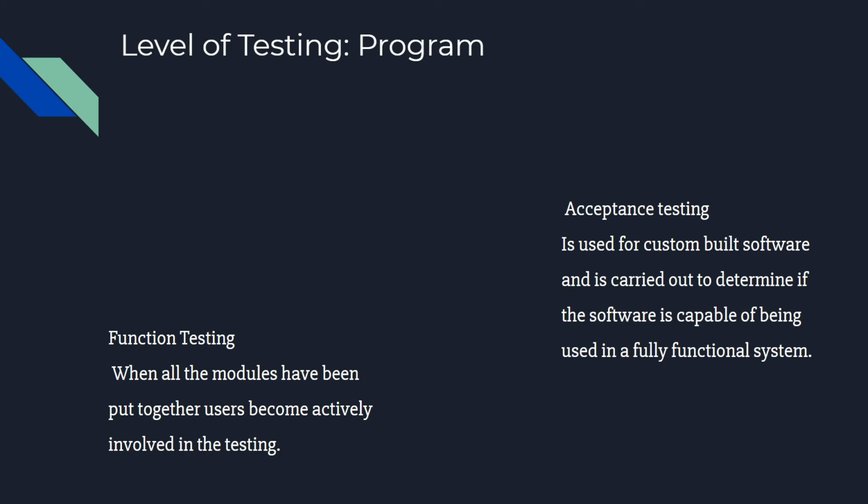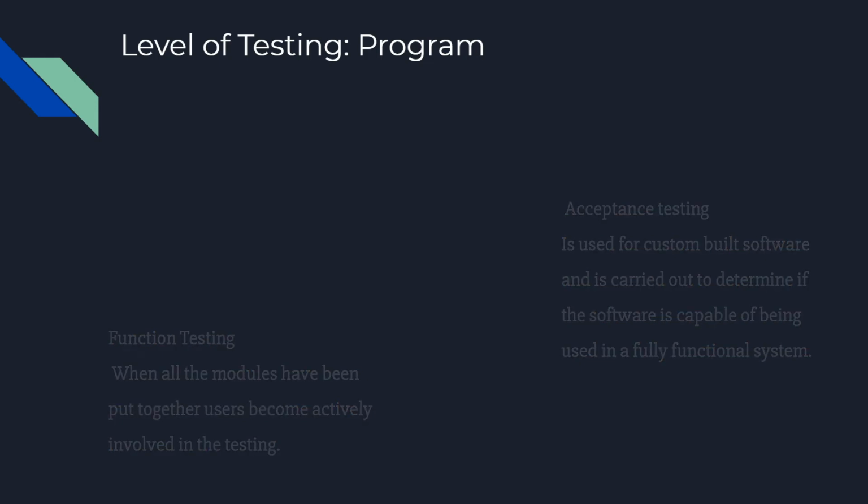Function testing requires a program to be tested where users check to see if the program is working as intended. Acceptance testing is used for custom-built software and is carried out to determine if the software is capable of being used in a fully functioning system. Other aims include how human-computer interfaces work with users and detect any errors that may be missed during any previous testing stages. It can also be used to train users.